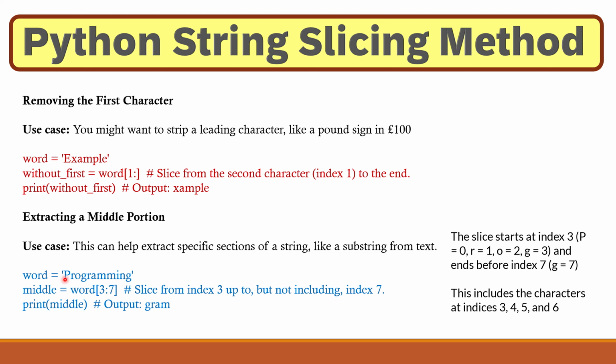So it would be 0, 1, 2, 3, and we can see the output here, "gram". It does start with 3, and then it's 4, 5, 6, and we do not include 7, so up until 7, so it would be 6. So this is why it extracts the substring "gram".